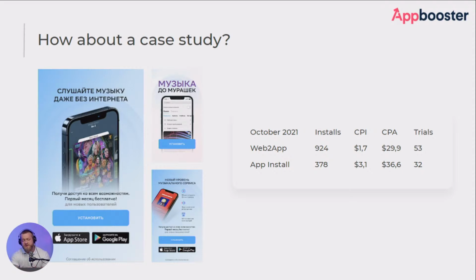The figures are on the screen. As we can see, the web-to-app approach did better. The CPI has decreased by almost 2 times, and the CPA decreased by 20%. The web-to-app campaign also resulted in 2.5 times more installs and 40% more trials. Not bad.